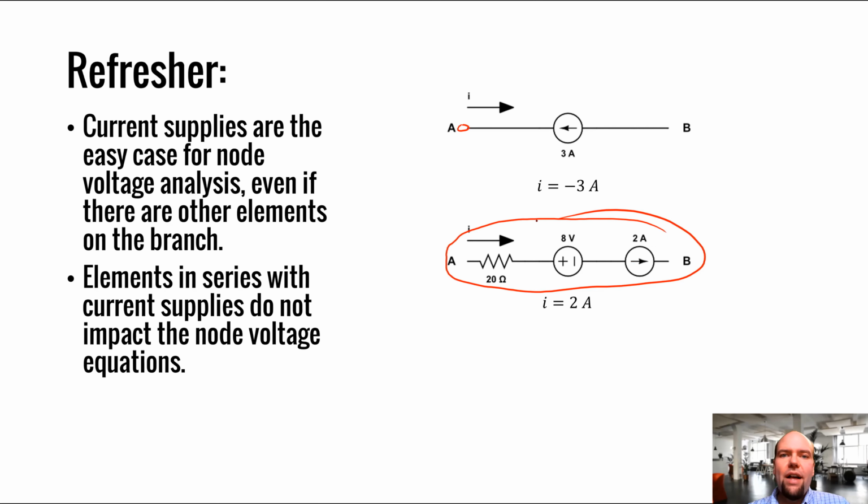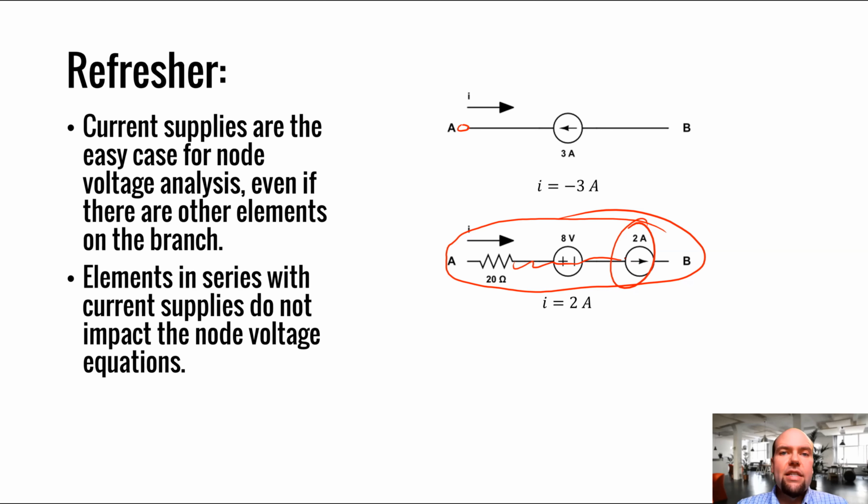What about if you have all this other junk? What if you have a current supply in series with a bunch of stuff? Well, when you have things in series with a current supply, they don't impact the rest of the circuit. In this case, you're still going to have 2 amps flowing here no matter what. You could toss as much junk in here in series as you want, and you're still going to have the same current, because that's what the current supply is doing. It's providing the same current.